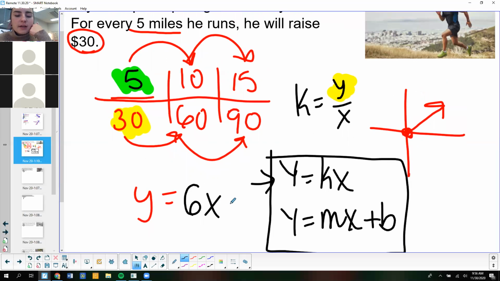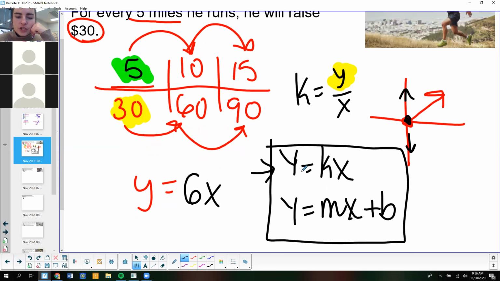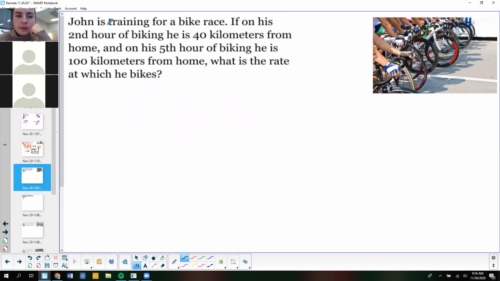So y equals 6x. And that rate is kind of like a slope, like mx plus b, but because a proportional relationship starts at 0, 0, that plus b would move us up or down the y-axis, like a y-intercept. I'm going to try and explain this better throughout the week. Proportional relationships: y equals kx. Non-proportional relationships: y equals mx plus b. So that's what I want us to start thinking about.